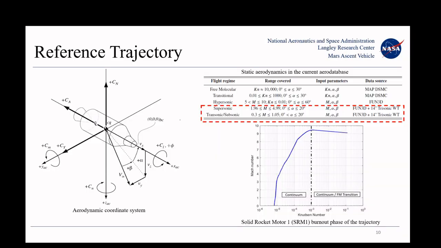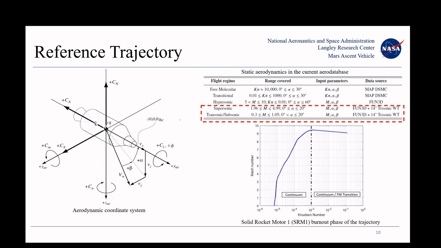Just to start with the aerodynamic coordinate system, it's standard definition. You've got all these forces defined, and the moments. Axial force is acting longitudinally. CN and CY are the normal and side forces. Then you've got the moments generated: the pitching moment, rolling moment, and the yaw moment.